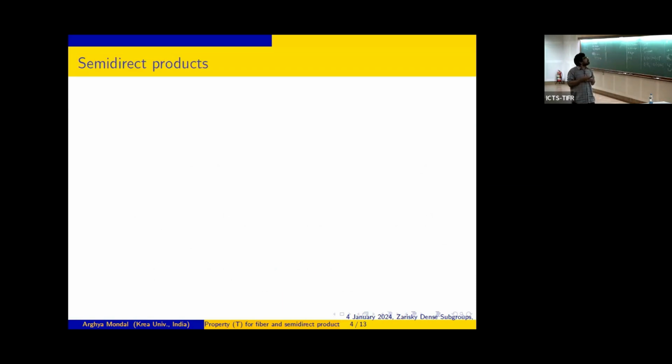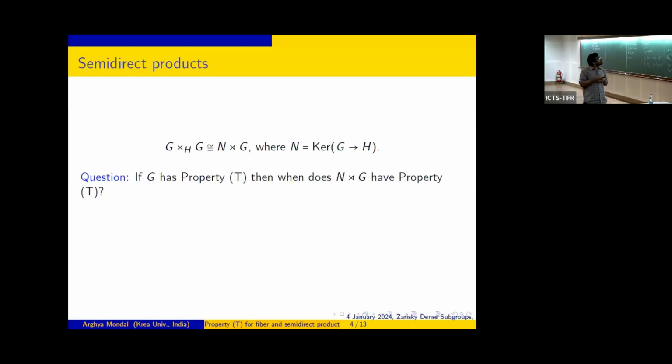Let us now concentrate on the case where we have two copies of the same homomorphism, and in this case, as I said before, it is a semidirect product, and then the question reduces to the question that if we know that the group G has property T, when can we say that the group N semidirect product G also has property T?